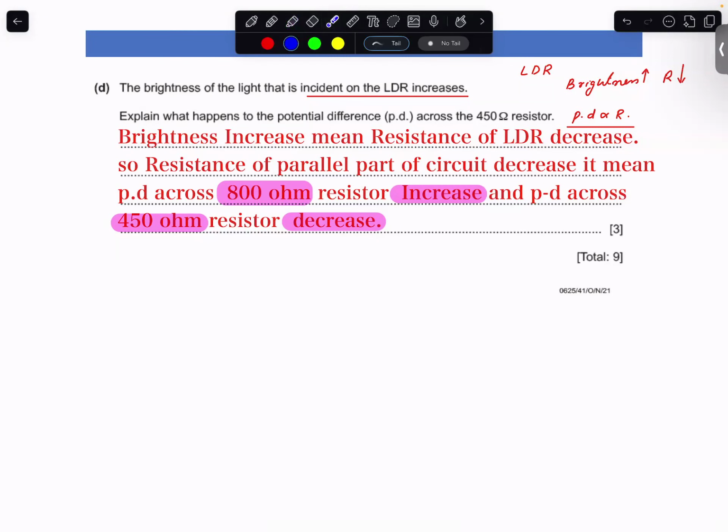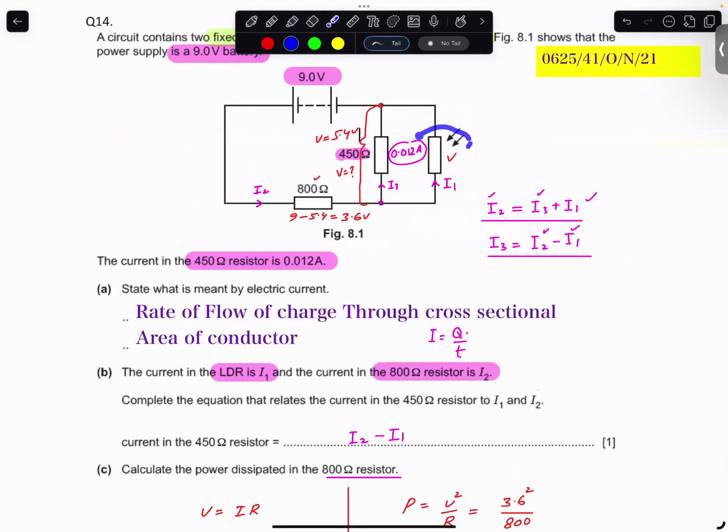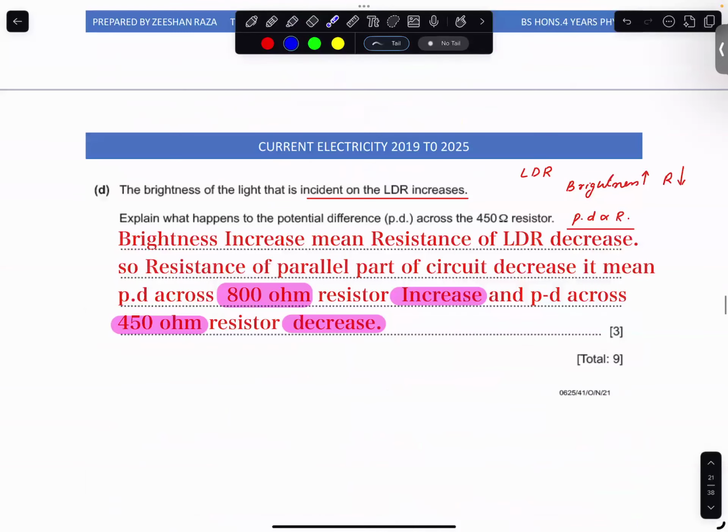You can write the answer in this way. Brightness increases, so the resistance of the LDR decreases. So the resistance of the parallel part of the circuit decreases. It means the PD across the 800 ohm resistor increases and the PD across the 450 ohm resistor decreases. Why? Because I already explained, the resistance drops because of the increase in brightness. So this region has less total resistance compared to the previous condition. So the voltage drop in this region will definitely be less and the voltage drop across this region will increase. I hope you will understand this.